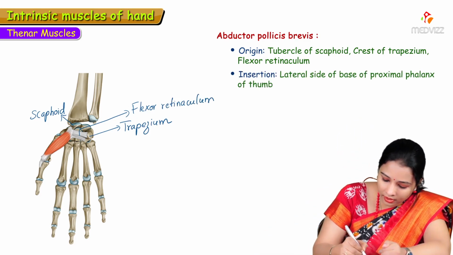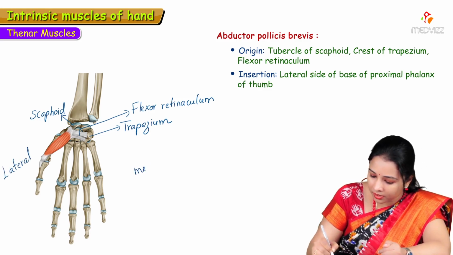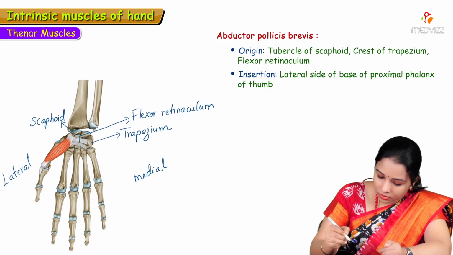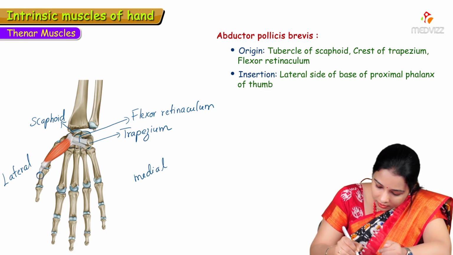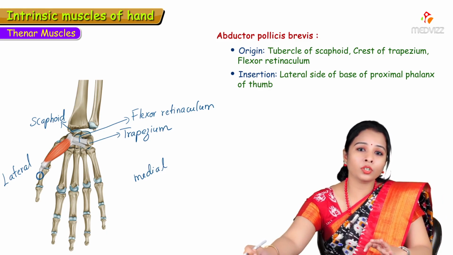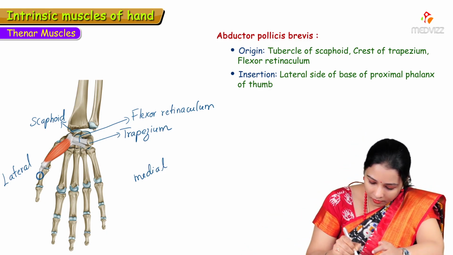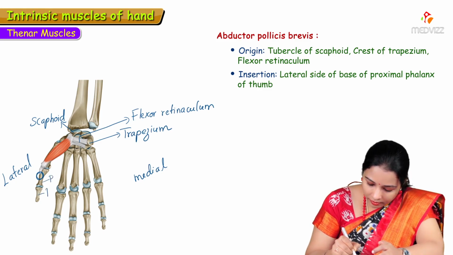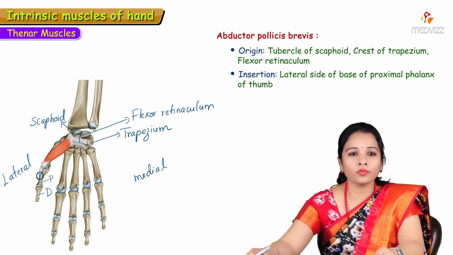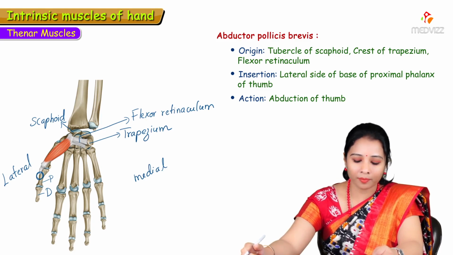lateral side. This is the lateral side because it is towards the thumb. This is the medial side. So we can see here it is getting inserted here, lateral side, that is base of the proximal phalanx of the thumb. So this is the proximal one and this is the distal one. So we can see it is getting inserted to the proximal phalanx of the thumb, and action, as the name suggests, it is the abduction of the thumb.